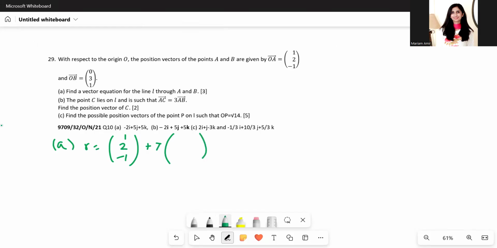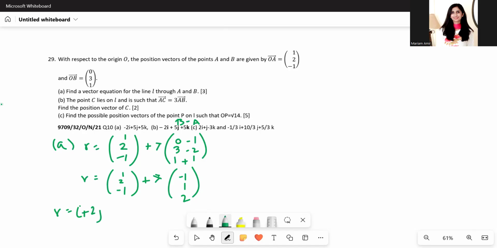And in the other bracket, I'll have to do B minus A, which is (0, 3, 1) minus (1, 2, -1). Minus 1 becomes plus 1. So R equals (1, 2, -1) plus lambda (-1, 1, 2). So R equals i plus 2j minus k plus lambda times (-i plus j plus 2k).